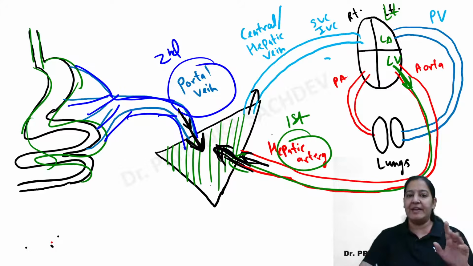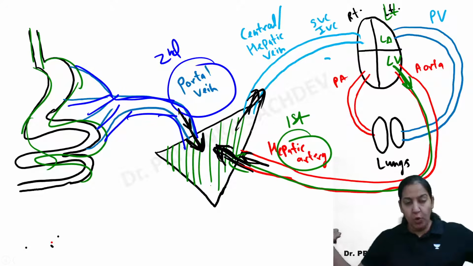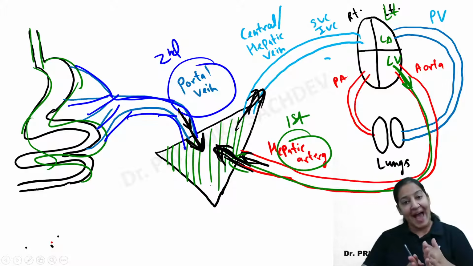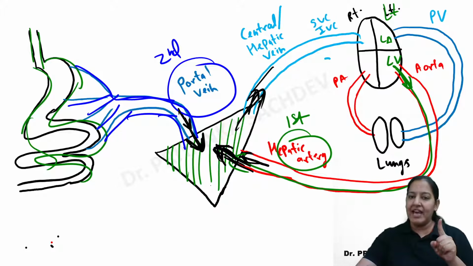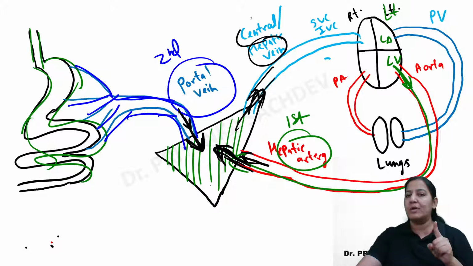After supplying the complete liver, exit is only one. There are two inlets, but exit is only one. So double supply, but both the blood is exiting the liver from one vein. And the name of that vein is hepatic vein. It is also known as central vein. Hepatic vein or central vein is the exit.